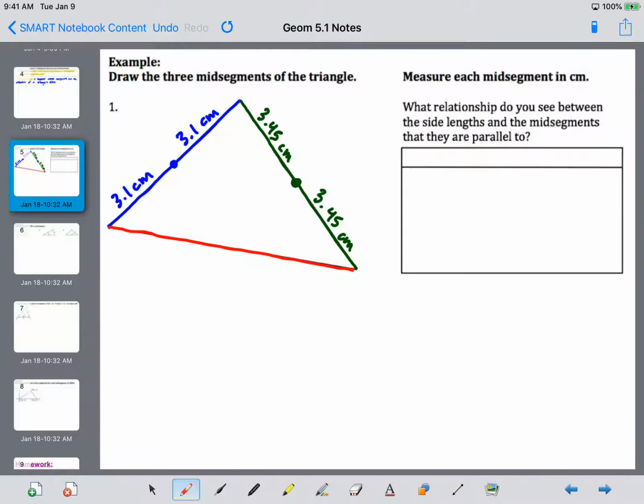Now to create the mid-segments, what we do is we connect those points. So that would be one mid-segment, this would be the next, and this would be the third mid-segment of that triangle.